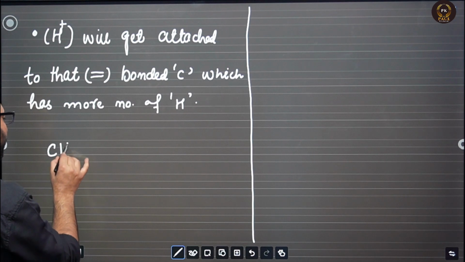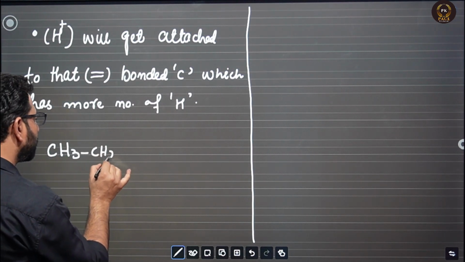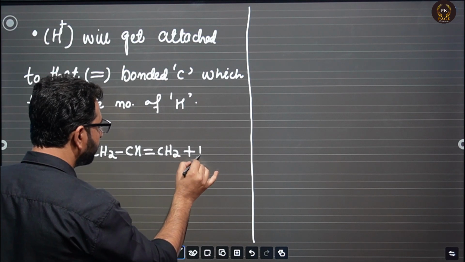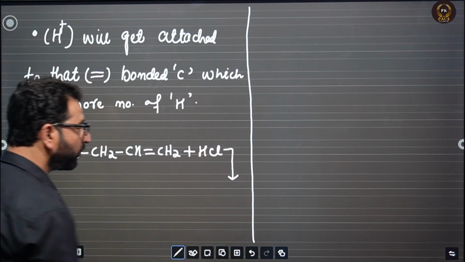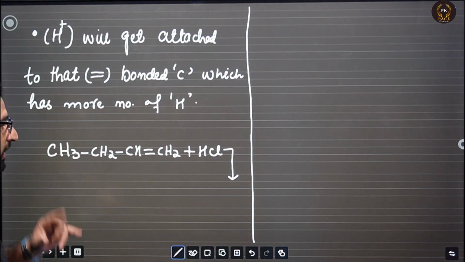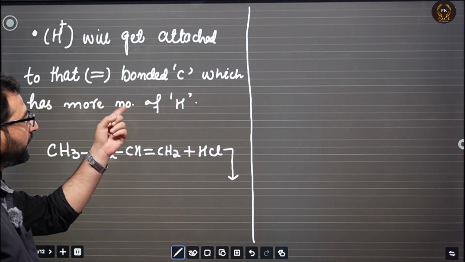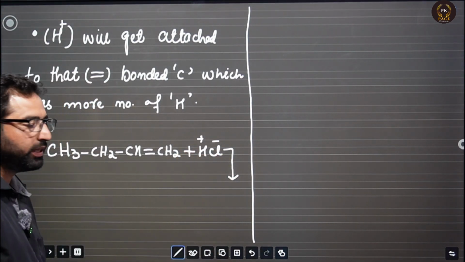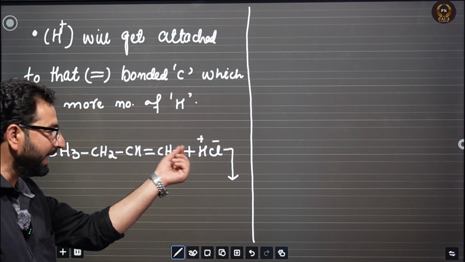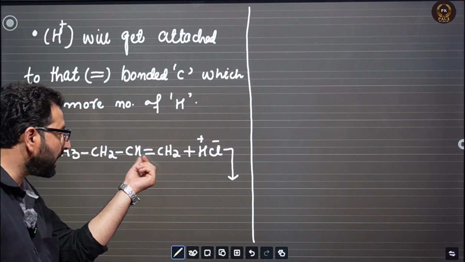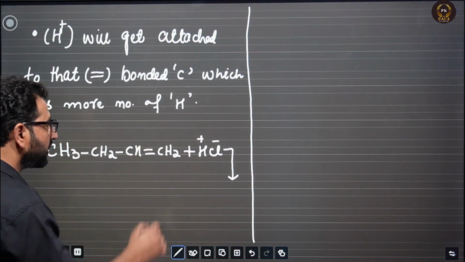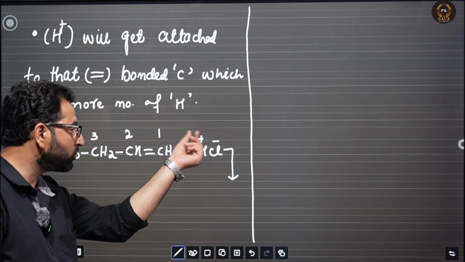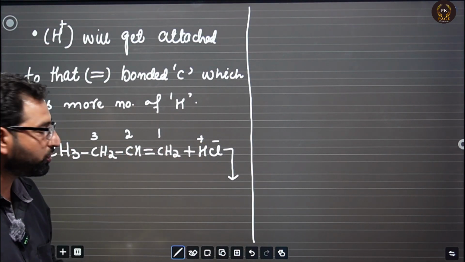Okay, now see here. If I take CH3 CH2 CH double bond CH2, and I treat it with HCl, my dear, what will be the product according to Markovnikov's rule? Markovnikov says that the hydrogen of the reagent, this is H plus and this is Cl minus, H positive will get attached to that double bonded carbon which has more number of hydrogens. These two carbons are double bonded carbons, and this is carbon number 1, carbon number 2, carbon number 3, and carbon number 4. This hydrogen will get attached to carbon 1 because it has more hydrogens than this carbon.